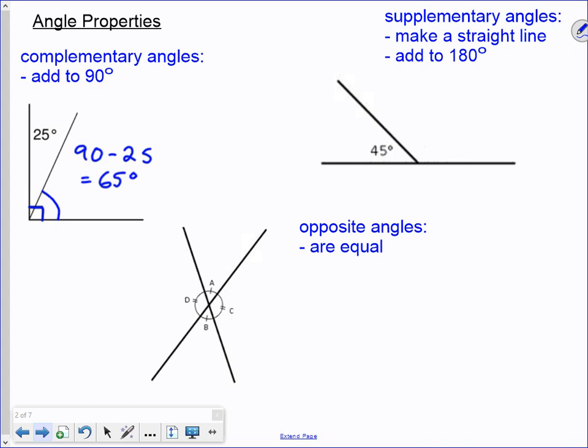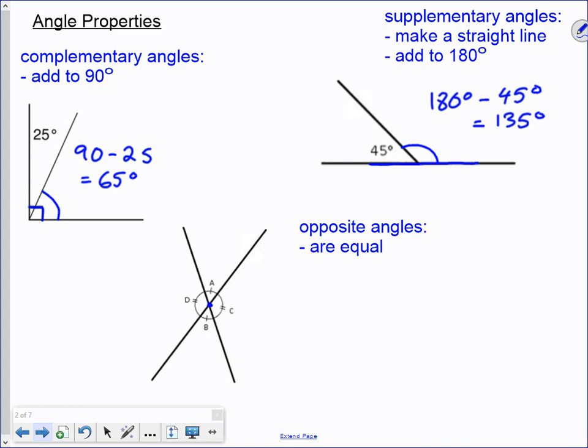Over on the right, supplementary angles. When you add two supplementary angles together, they form a straight line. You can see the straight line going across here like this. So they have to add up to 180 degrees. So if we were looking to figure out what this angle is right here, we would just do 180 degrees minus the 45 degrees, and we would know that that angle is 135 degrees.